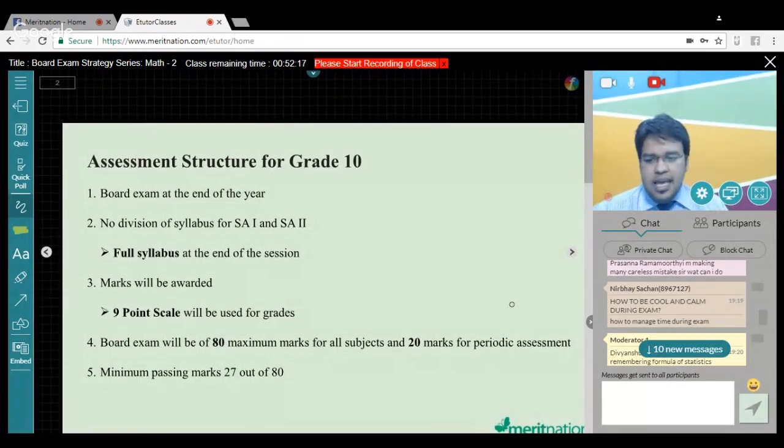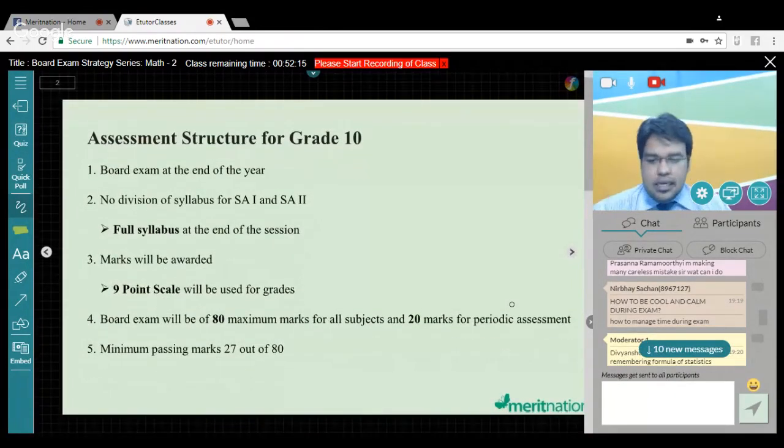Let's move ahead and quickly go through the board examination, the marking scheme, and the weightage. Then we'll take up your individual doubts. So, of course, as you know, the board exams are happening after a gap of 7 years. The mandatory board exams, right? There is no division as such of syllabus. The entire syllabus is coming. The entire NCERT is coming.